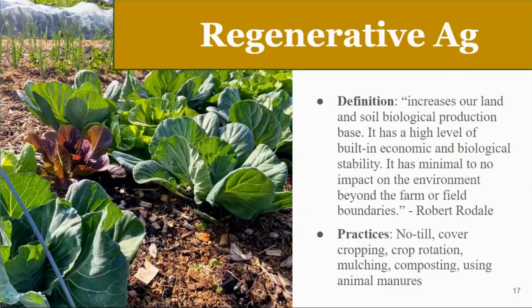Okay, so then there's regenerative ag. Oftentimes now, at least, sustainable agriculture is combined with regenerative agriculture. In this definition, it increases our land and soil biological production base. It has a high level of built-in economic and biological stability. It has minimal to no impact on the environment beyond the farm or field boundaries. In terms of minimal impact, it's really just thinking about negative impact, because there's no way you can really do anything and it not impact the environment in some important way, because we're all a part of the environment.